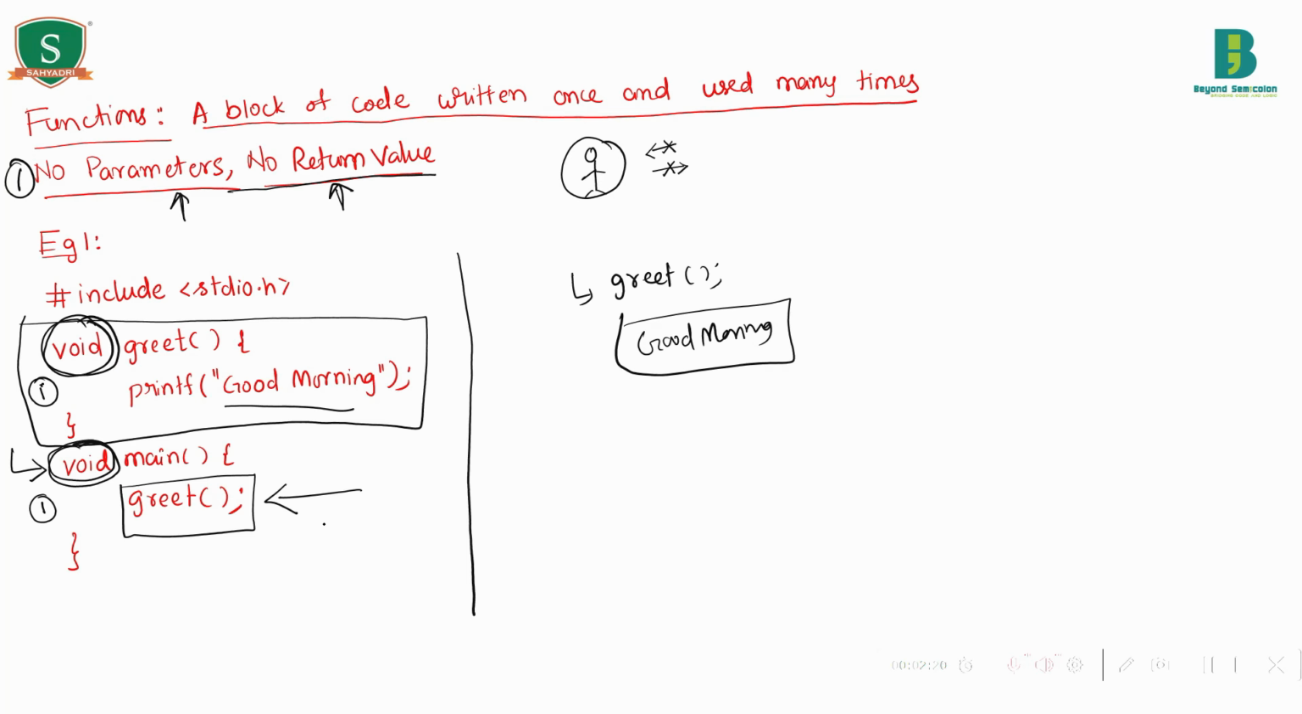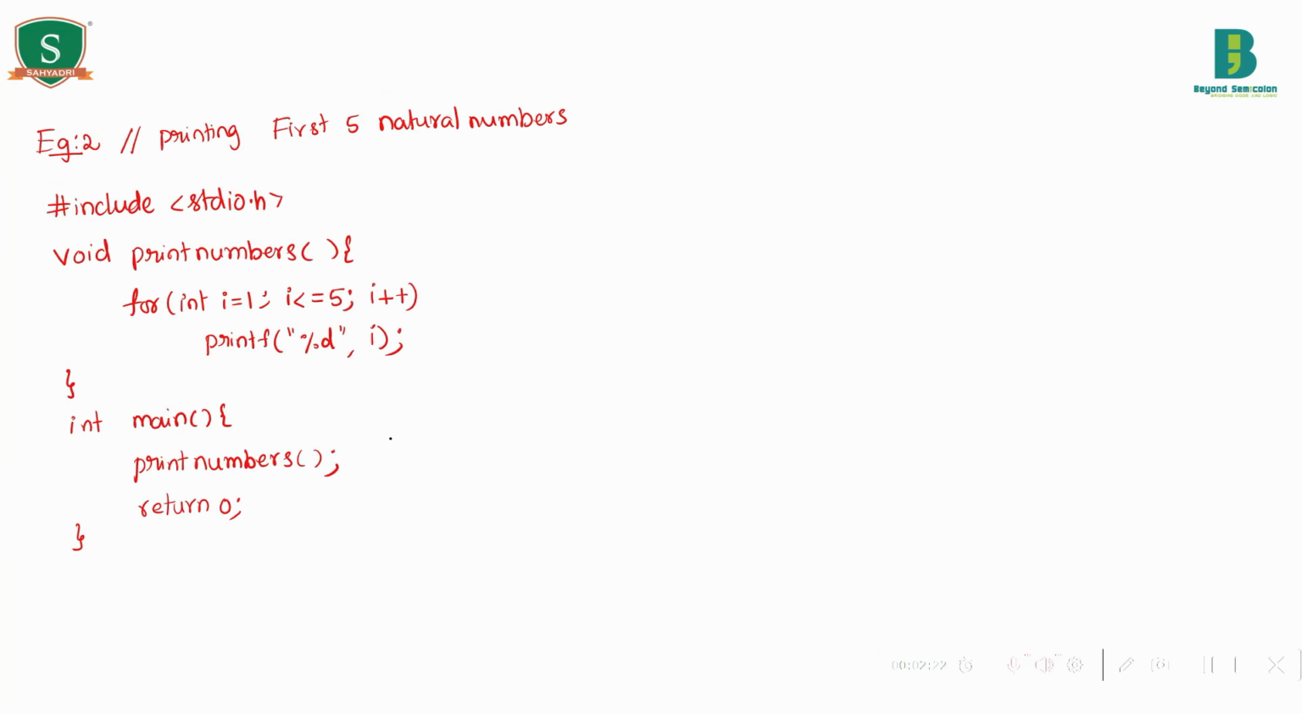Let us see example number 2. No parameters and no return value. Let us consider there is a person called print numbers. That person's job is to print the natural numbers from 1 to 5. That is his job. Now look at this program. It has first line, second line, and I'll name it as 1 and 2. As I mentioned, the program starts from main.